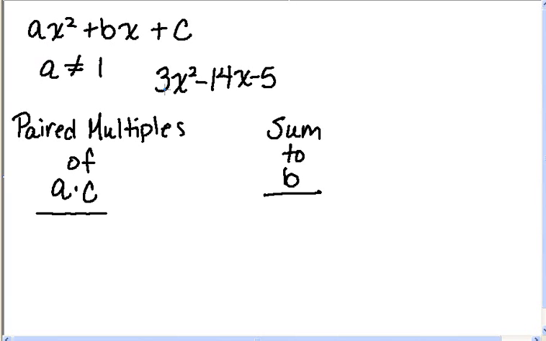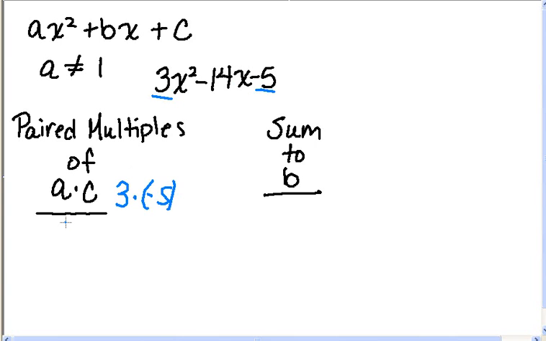Here I have an example, 3x squared minus 14x minus 5. A would be 3, b would be minus 14, and c would be minus 5. When we're asked to factor something like this, we can use the AC method. What that tells us to do is find paired multiples of a times c. Here is my a, 3, and here is my c, minus 5. So in this case, 3 times minus 5 is going to give me a negative 15.